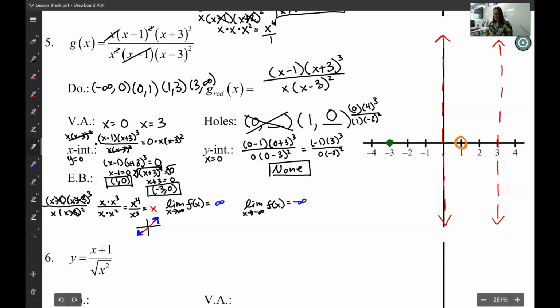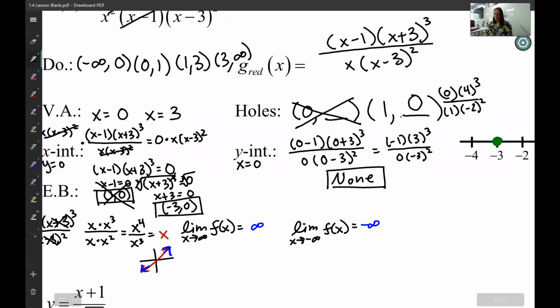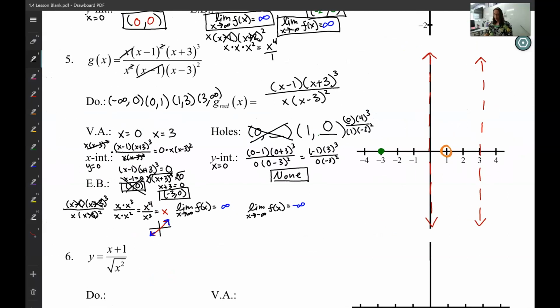Hey, wait a minute. How can I have a hole and an intercept at the same place? That doesn't make any sense. In this case, the hole would win. That would not be an x-intercept. The hole wins. So I have a hole at 1, 0 and x-intercept at -3, 0. No y-intercept, and my end behavior to the right is going to go up to infinity, and to the left is going to go down to negative infinity.